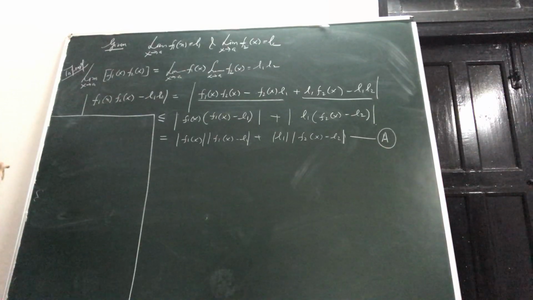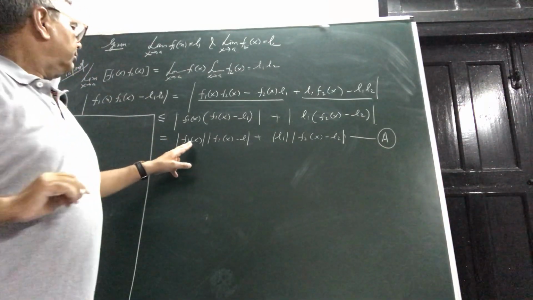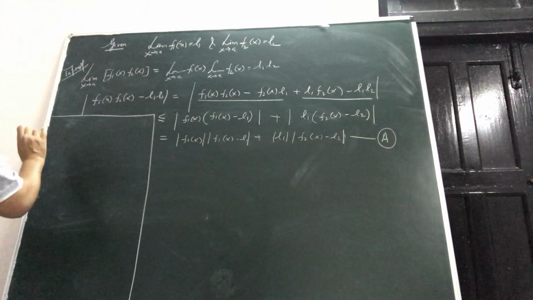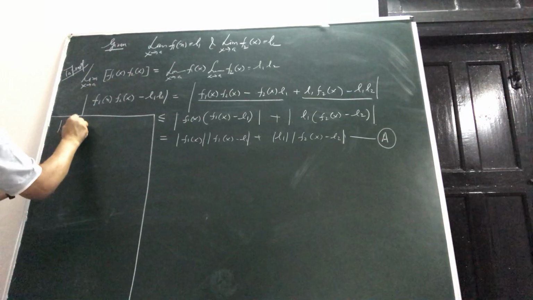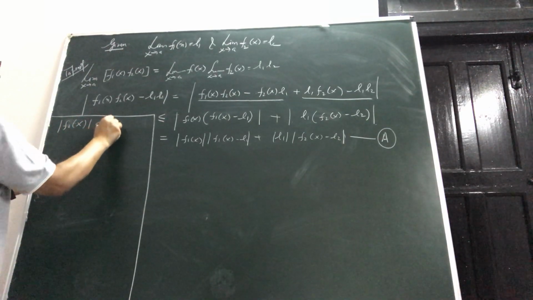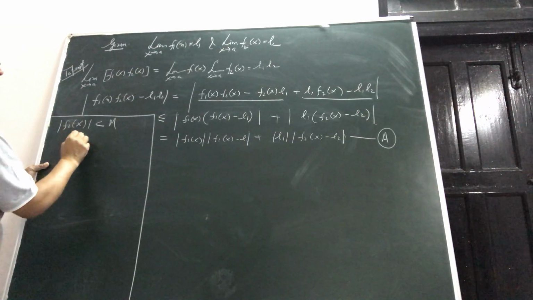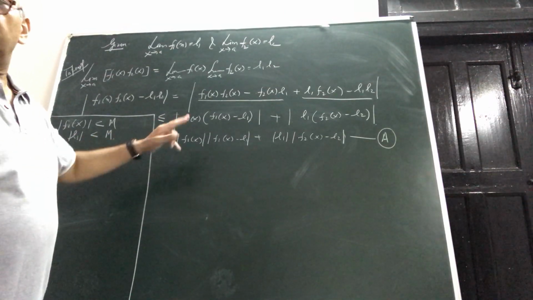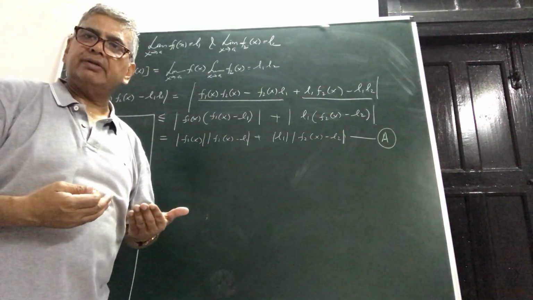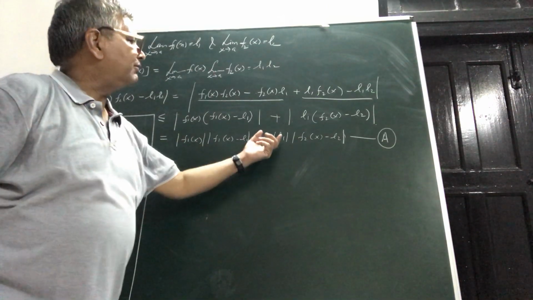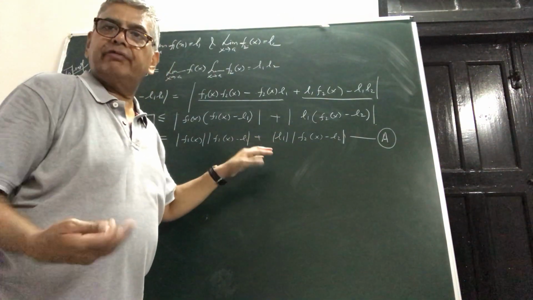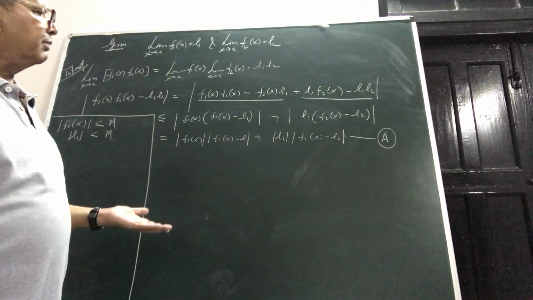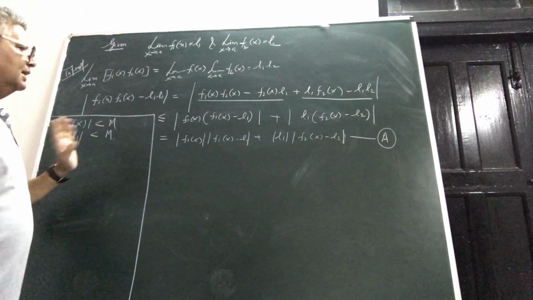We will assume that since both f1 and all these limits are bounded functions, we can safely assume that mod f1(x) is less than m, and likewise mod L1 is less than m. Because all these functions are bounded, there exists a positive number m such that modulus f(x) is less than m. Likewise, all these limits are finite numbers, so we can always find a positive number m such that both of them are less than it.